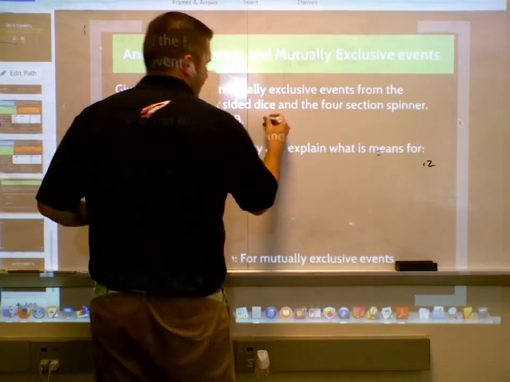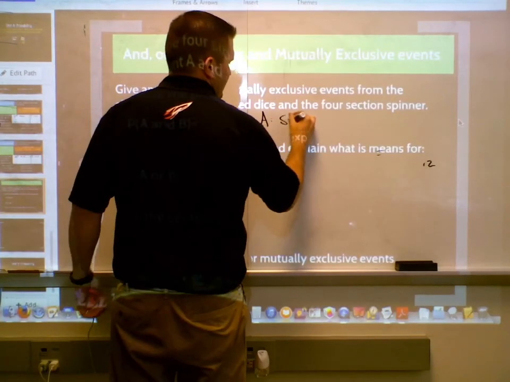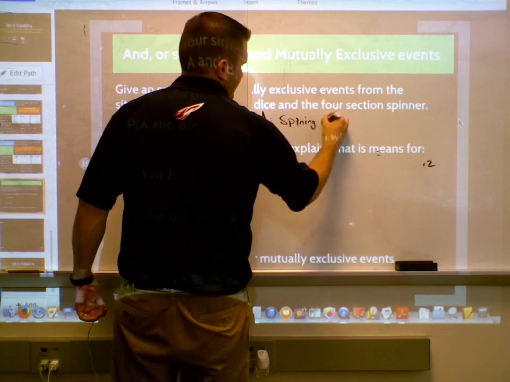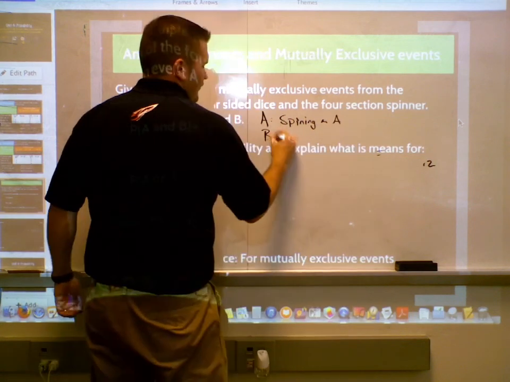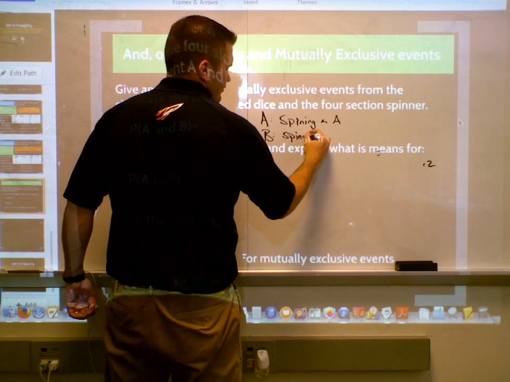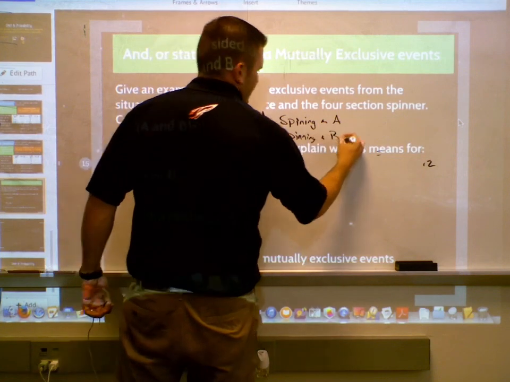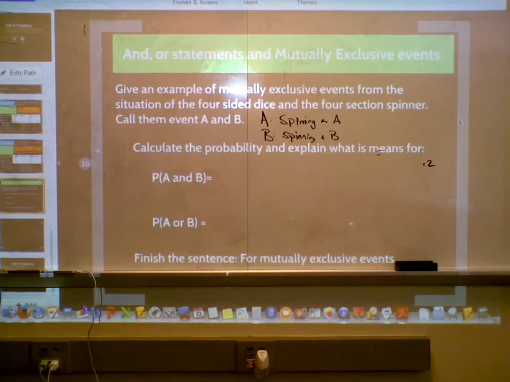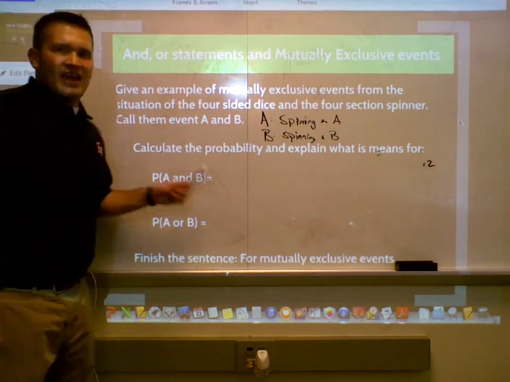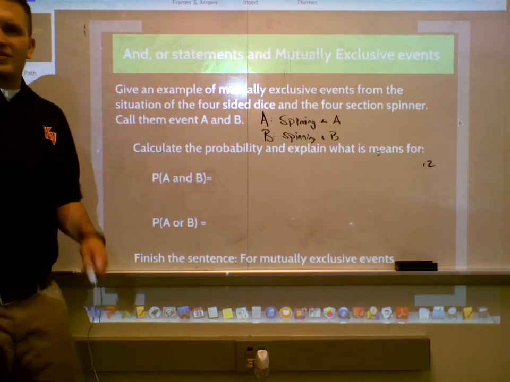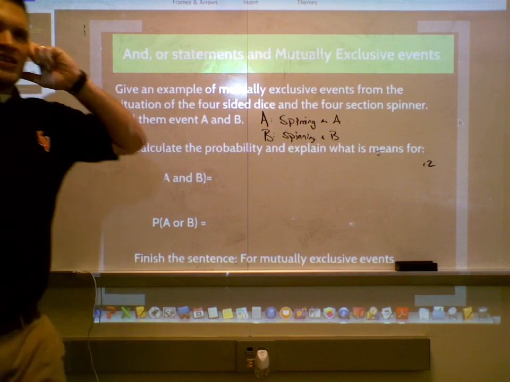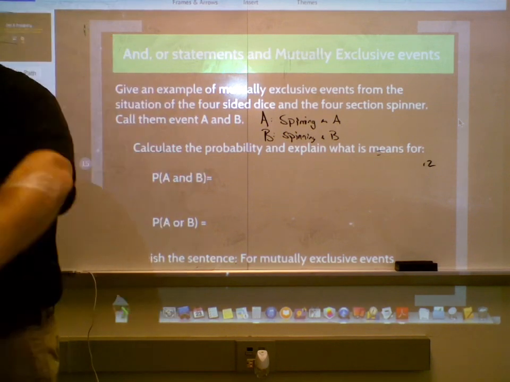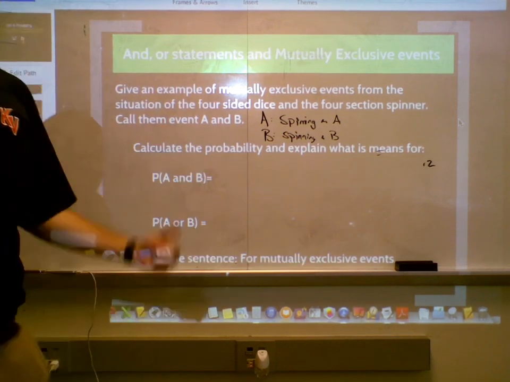Okay? So, event A will be spinning an A. Event B will be spinning a B. So, calculate the probability and explain what this means for each. What's the probability of A and B? Now some of you are thinking, this is easy. Spinning an A is 1/4. Spinning a B is 1/4. Multiply them together and I get the right answer, right?